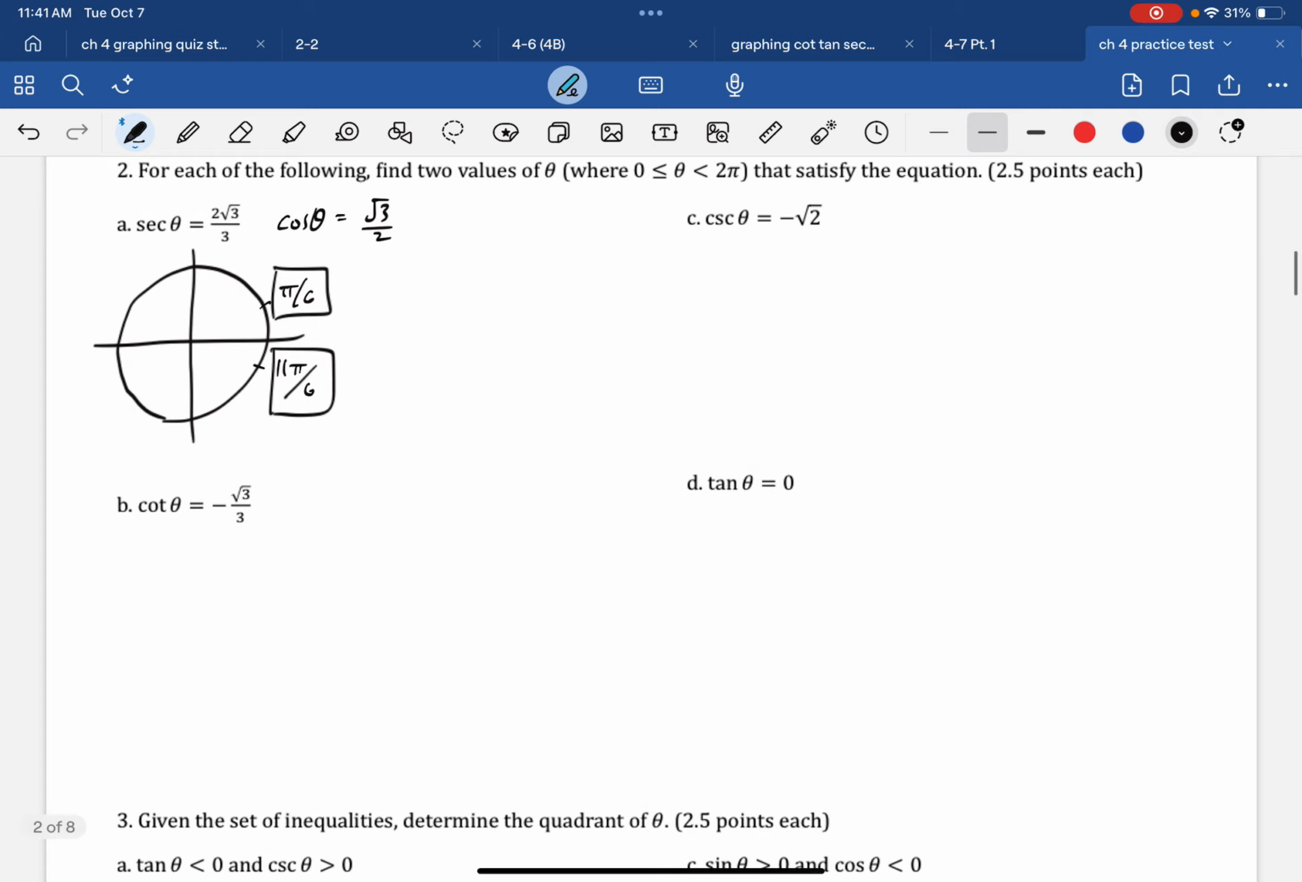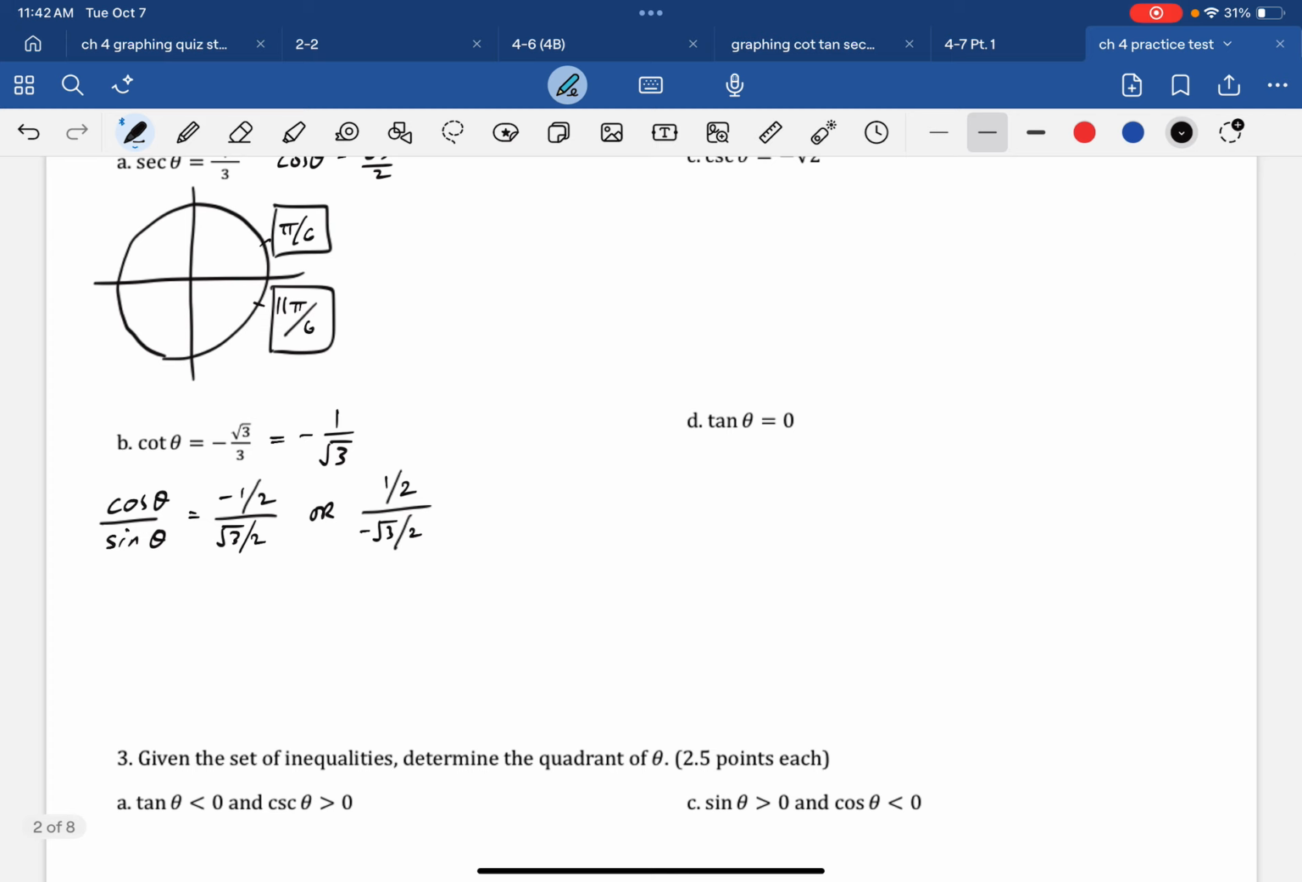Next question has us evaluating cotangent theta equals negative root 3 over 3. So negative root 3 over 3 is just negative 1 over root 3. So there are two possibilities. Cotangent is just cosine over sine. So either cosine over sine is equal to negative 1/2 over positive root 3 over 2, or positive 1/2 over negative root 3 over 2.